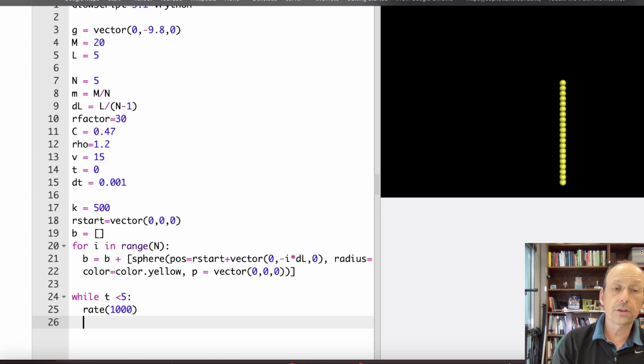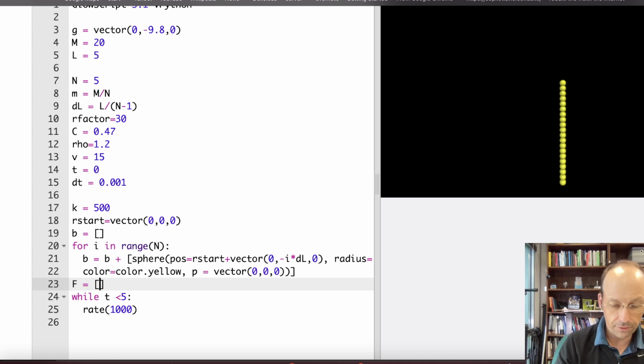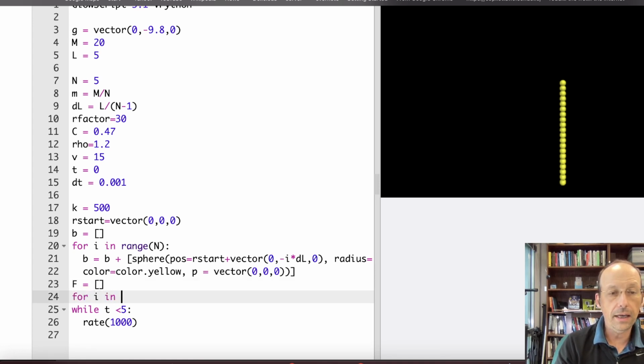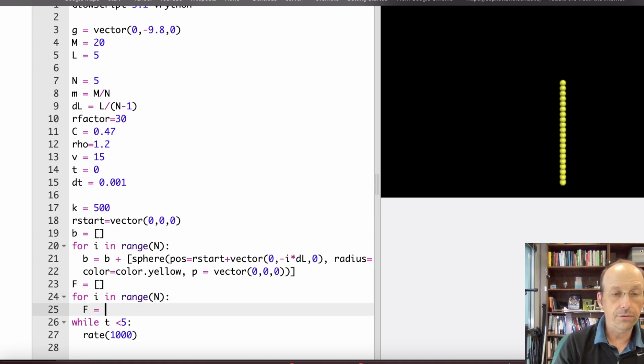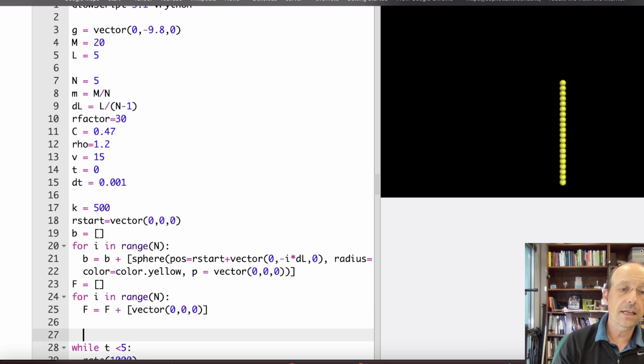Okay, the first thing I need to do is to go through and calculate the force on each ball. And just to make my life a little bit easier, I'm going to make a list of forces. So I'm going to go up here and say F equals an empty list, for i in range N, F equals F plus vector 0, 0, 0. So what that will do is it makes a list of 0 vectors, so each vector can represent a force on each ball.